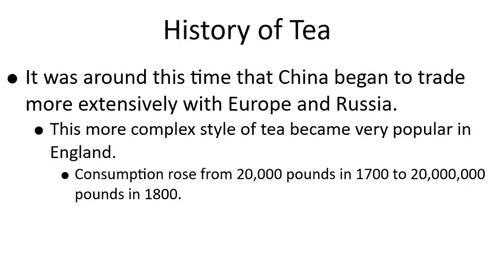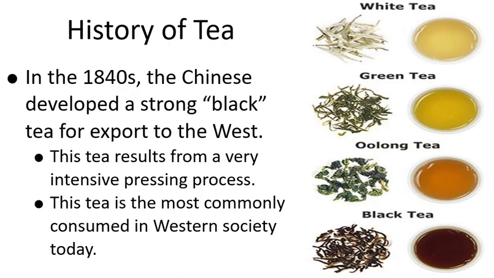It was around this time that China began to trade more extensively with Europe and Russia. This more complex style of tea became quite popular in England as well as many of the English colonies. Consumption rose from about 20,000 pounds in 1700 to about 20 million pounds in 1800. In the 1840s, the Chinese developed an even stronger so-called black tea for export to the West. This tea is the result of a very intensive pressing process, causing more damage to the leaves than the process for oolongs. This black tea is the most commonly consumed variety in Western society today.